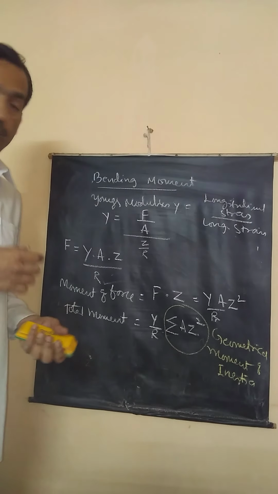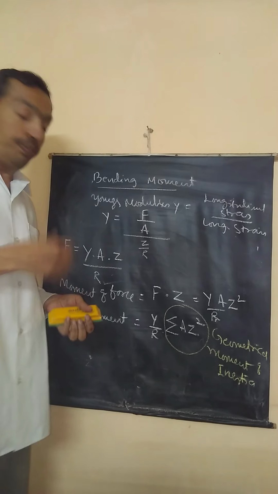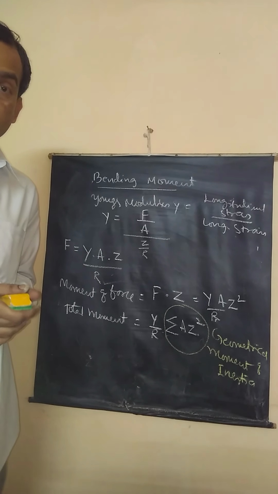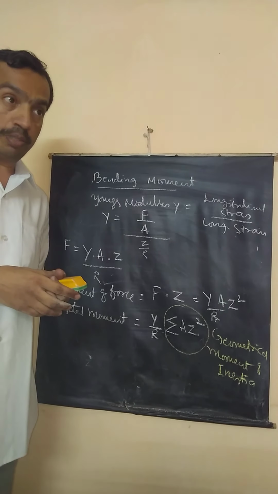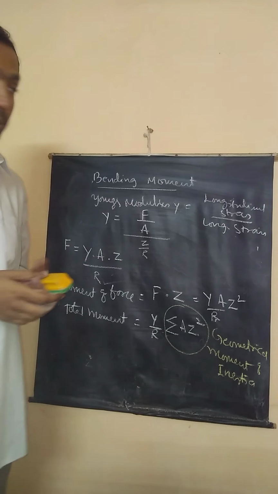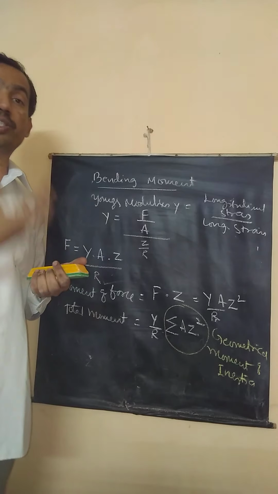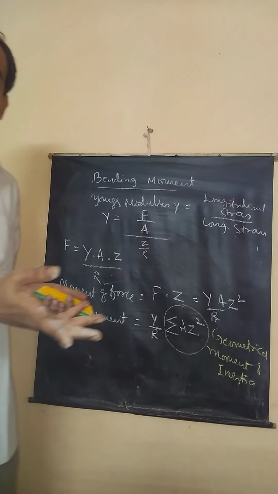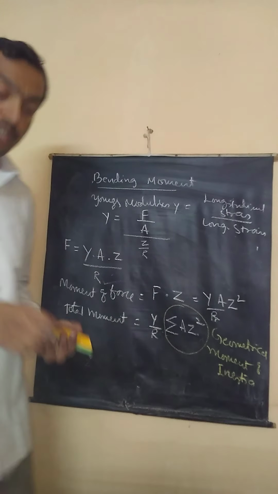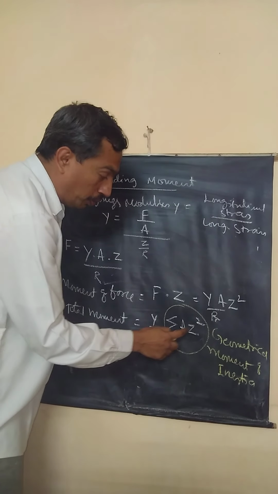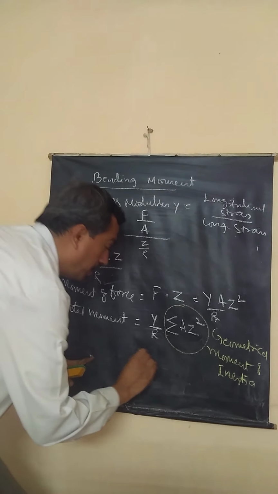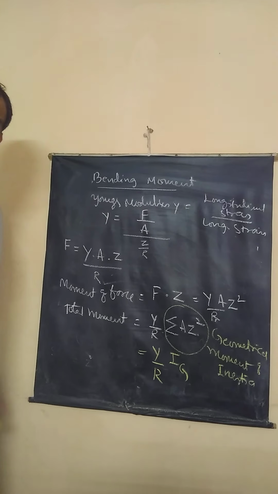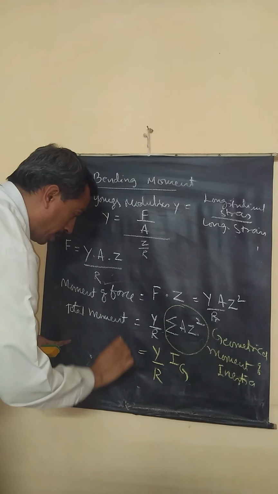I am using the word moment of inertia, which you have been hearing in mechanics chapter. Moment of inertia for a material represents mass distribution in a material. Two objects of same mass but of different dimensions will have different moment of inertia. Moment of inertia depends on the axis about which we are considering. Moment of inertia has different types. Geometrical moment of inertia is area into length square. This is called as geometrical moment of inertia. Okay? Now, this is total moment.